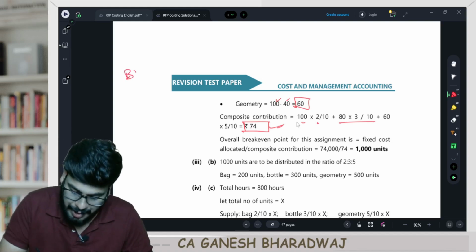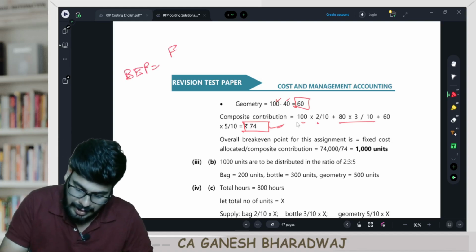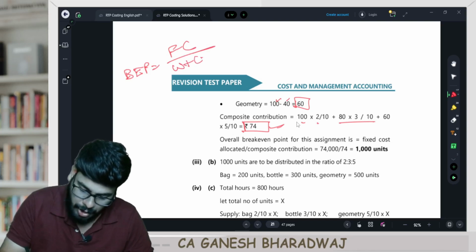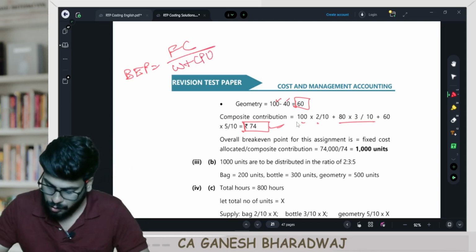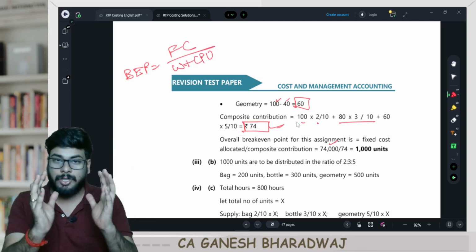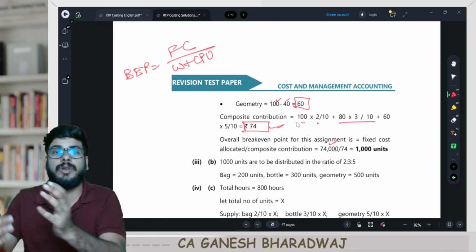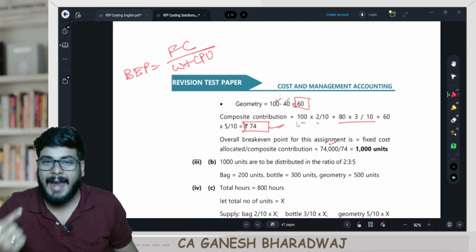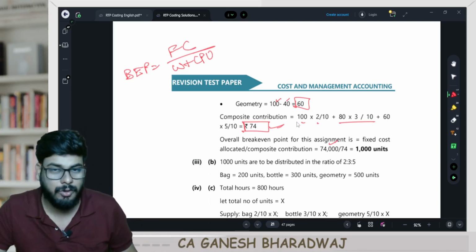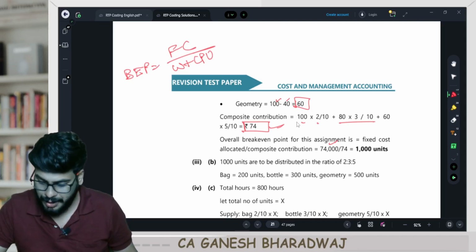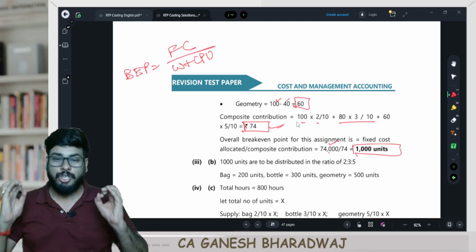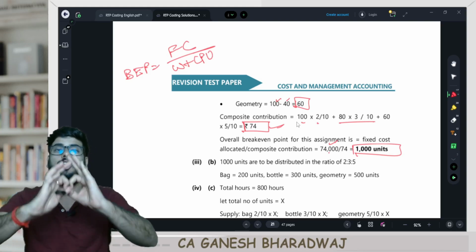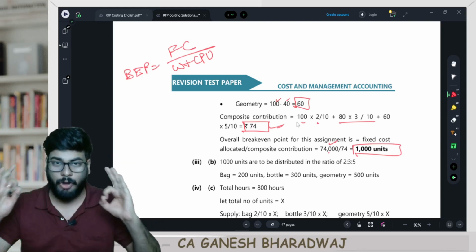So we know that the break-even point is going to be fixed cost divided by weighted contribution per unit. Fixed cost is going to be 74,000. That is the fixed cost that you need to recover out of this particular supplies made to the schools, right? And the weighted contribution per unit is going to be 74 rupees. 74,000 divided by 74, it's going to be 1000 units. So you need to sell a total of 1000 units.